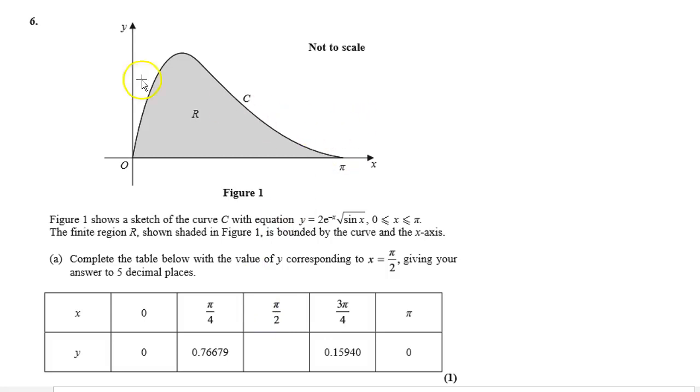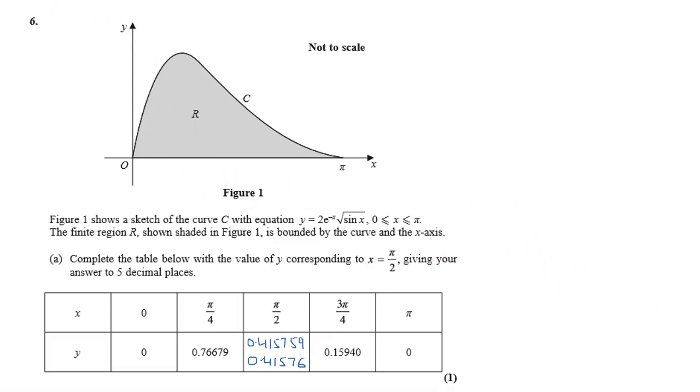We have to find the value at pi over 2, so we put x is equal to pi over 2 in both the cases, and we are going to get 0.415759415759. We have to write it up to 5 decimal places, so it is 0.41576. So that is the first one.